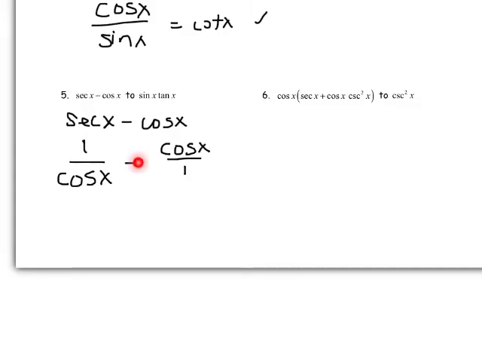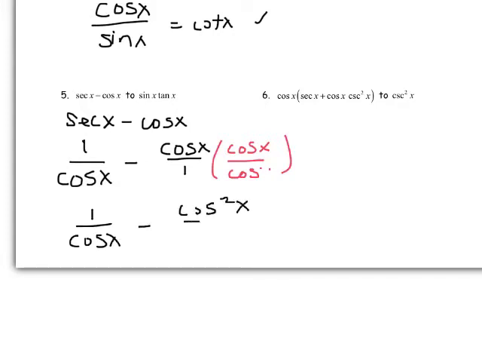Now, because this is minus, you can't just cross things off. You have to add the fractions, and in order to add the fractions, we need common denominators. So I'll get this with a common denominator, and I end up with 1 over cosine minus cosine squared over cosine, which is 1 minus cosine squared over cosine.